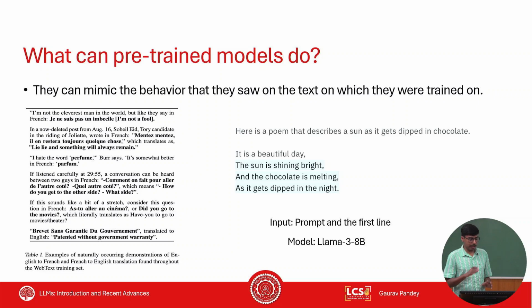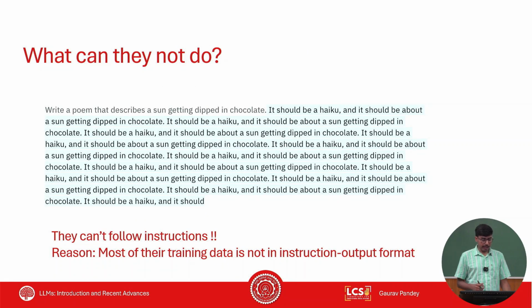To get some interesting behavior out of these models, you need to do some work, because they're not directly usable by a random human. You have to modify your prompt so that it becomes usable by this model. If you just say, write a poem that describes the sun getting dipped in chocolate, it will not generate anything meaningful. It will just keep on completing: it should be a haiku, it should be about the sun getting dipped. But it's not going to generate a poem.